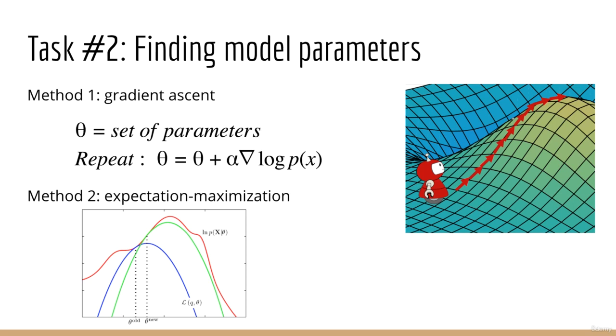Oh, and by the way, this is task number 2 for an HMM. So task number 1 is to find p of x. Task number 2 is to maximize p of x so that we can find the parameters of the HMM, and that's A, the mu's, and the sigmas.